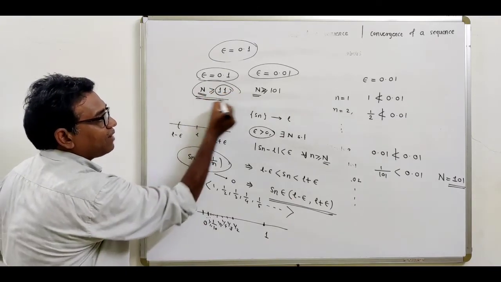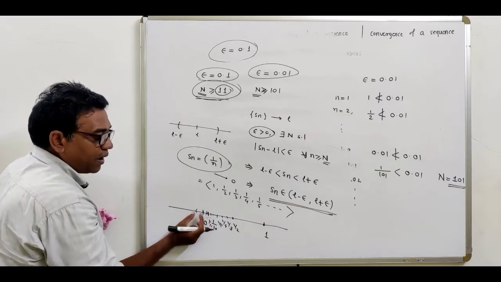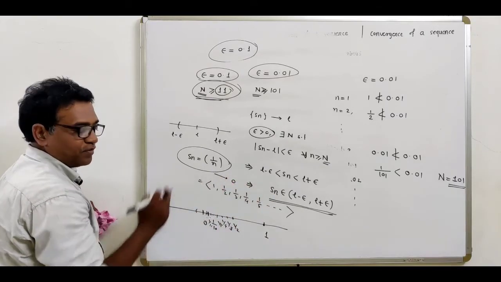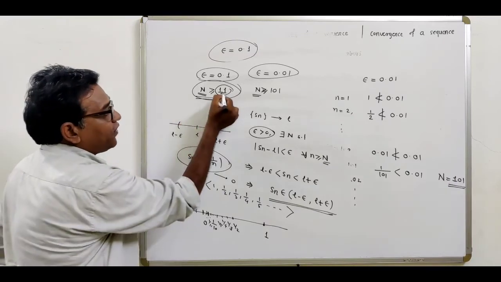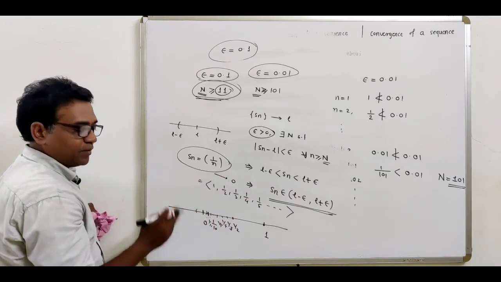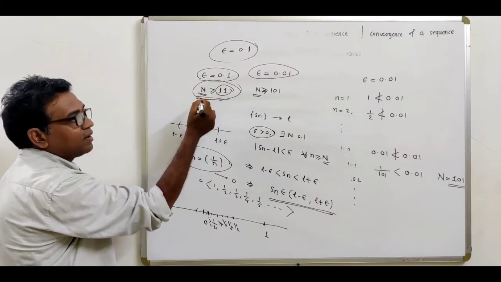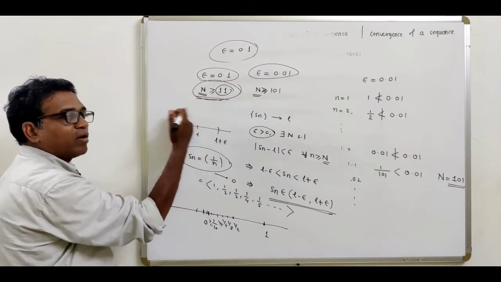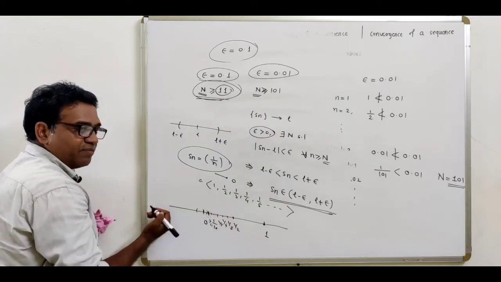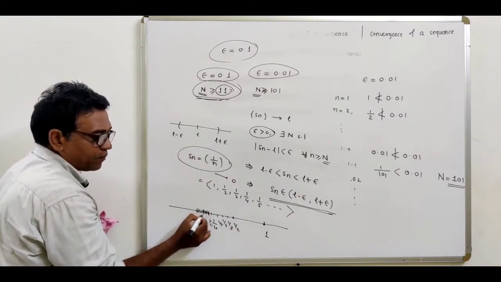So after this 11th term, all the terms of the sequence are in the neighborhood of this limit. See, what is the meaning of this? Sn belongs to L minus epsilon to L plus epsilon. If we choose epsilon equal to 0.1, then what is our natural number? There exists this natural number which is greater than or equal to 11. So this is the 11th term of the sequence. So after this 11th term, all the terms of the sequence lie in this neighborhood.